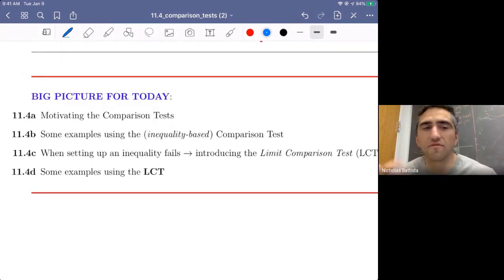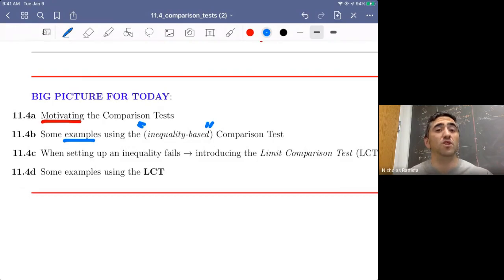Our big four goals for today are, number 1, motivate the comparison tests. Spoiler, it's going to get us around having to do impossibly hard integrals. Next, we're going to do some examples using the standard comparison test, which I'm calling the inequality-based comparison test, where we directly compare the series that we're handed and don't know about to a series about which we know something. And we're going to do this by setting up an inequality.